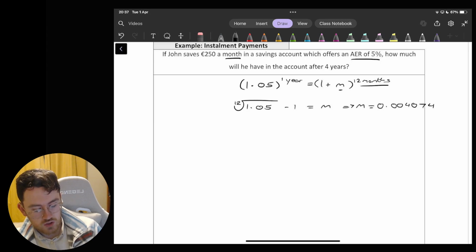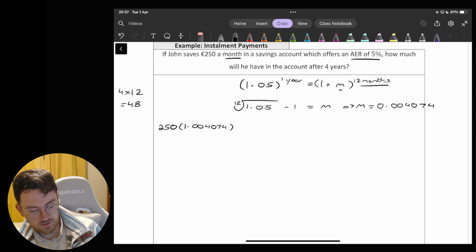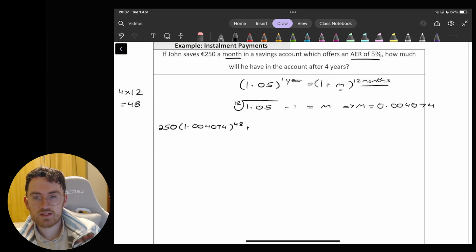for 4 years. So if we start with the first payment that he makes, that first €250, that is going to sit in his account for the full 4 years. If it's happening monthly, that is 48 months. So he is going to earn interest every single month on that first €250 for the entire 48 months.